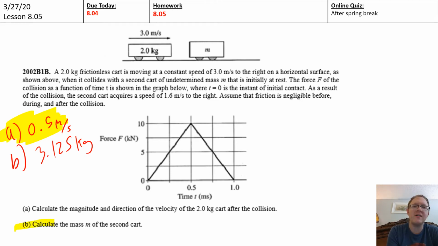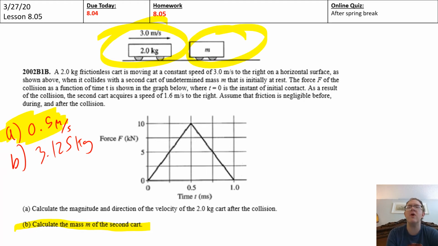B says calculate the mass of the second cart, and if you calculate out a collision between these two objects based on the information that they have given you here and that piece of information right there, you should be able to calculate the only unknown, which is the mass of the second car. All right, so go ahead and give those a try, and I'll go over the answers. Make sure you pause it.